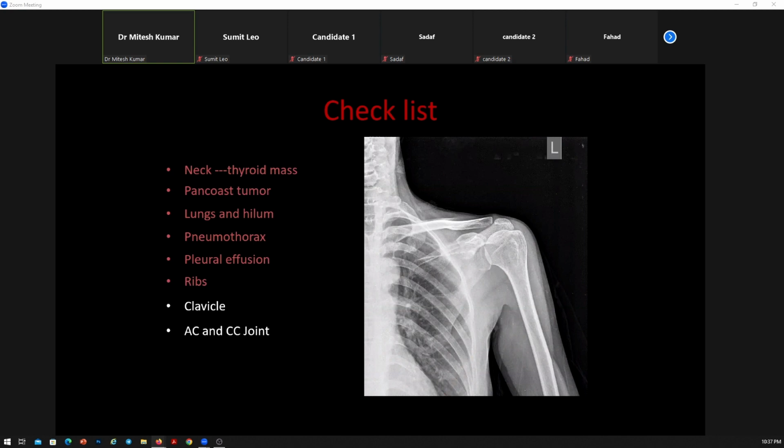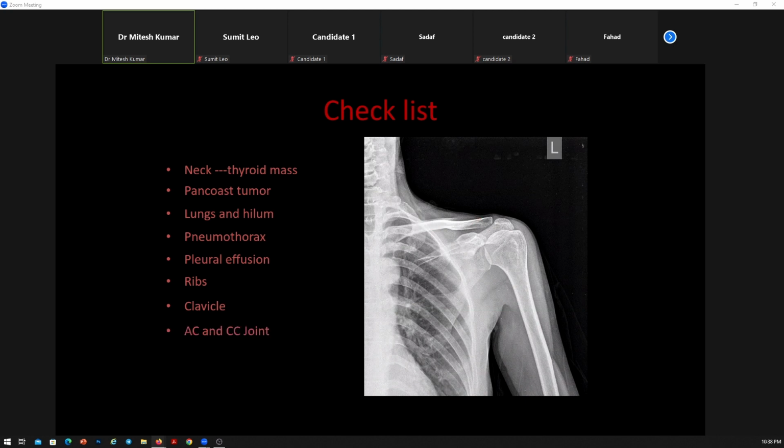Now in the ribs, we should always look at the anterior end, angle and the posterior end. All the parts of the rib we should look at. Now coming to the clavicle, always look at the medial end of the clavicle, superior border, lateral end and the inferior border. We can have a fracture as something like this or a step in the cortex which represents fracture.